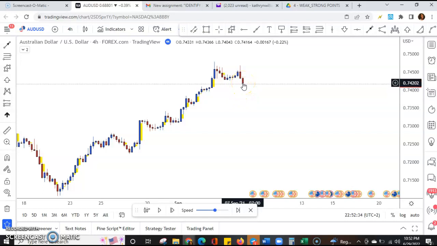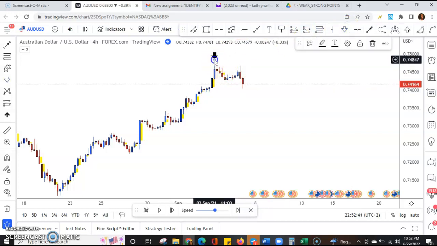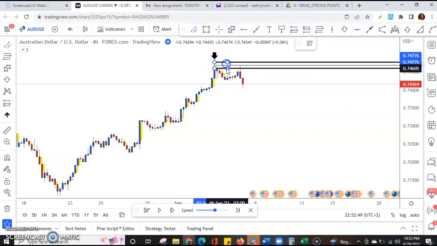So the first thing you want to do is work your way back. As you can see, this is your highest high right here. So the market did not make any new highs as of now. So I'm going to go ahead and mark my zone from wick to body right here.